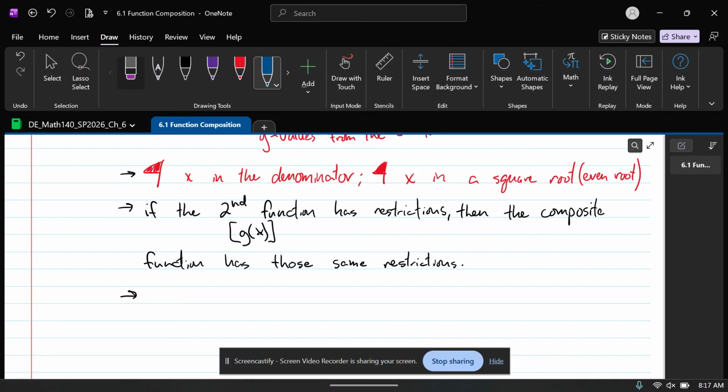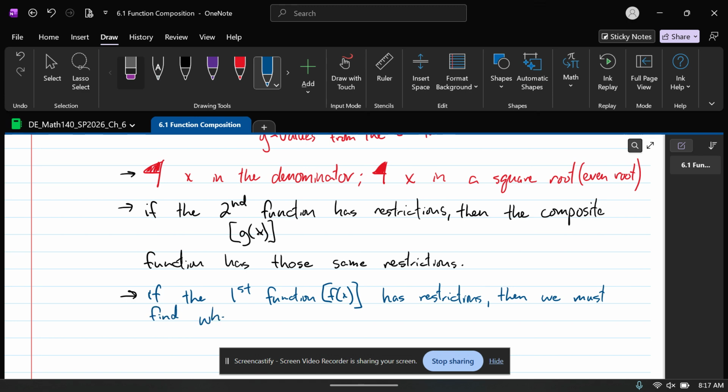The next line is not always, but only if the first function, and in this case it's the f of x, has restrictions, then we must find when the second function, g of x, meets those restrictions.